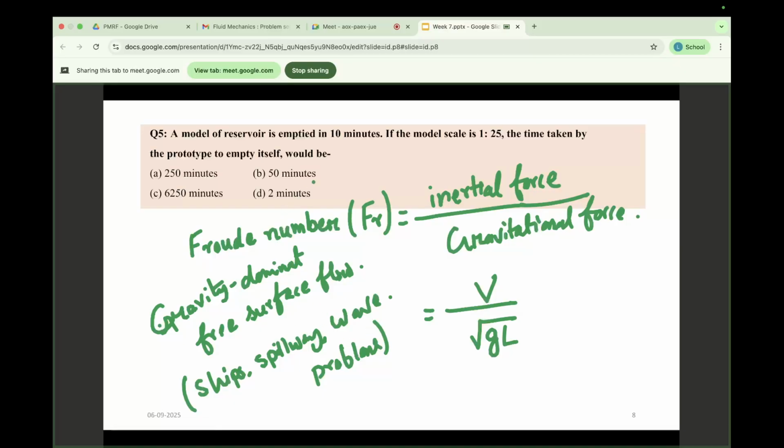So in this problem, a model of the reservoir is emptied in 10 minutes. That means it's a free flow condition is given here, and also its model scale is given. So this number is required here. So that is the Froude number.